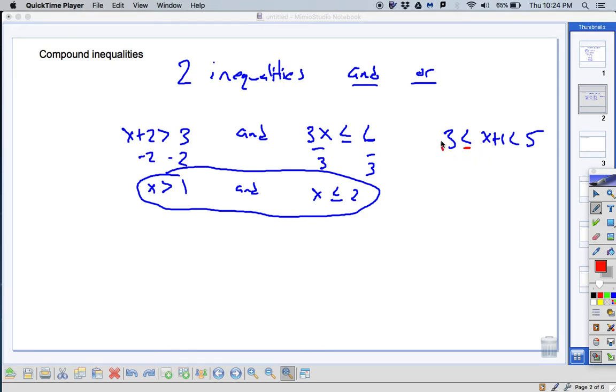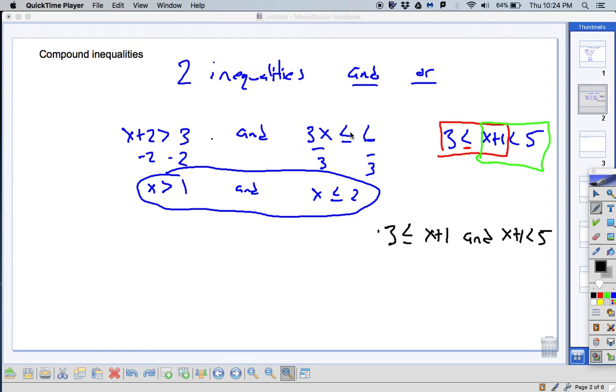Here's your two inequalities. One is right here. It says 3 is less than, we'll keep the equals, 3 is less than or equal to x plus 1. So we're going to write that one out: 3 is less than or equal to x plus 1. And, write the word and. Then the other one is right here: x plus 1 is less than 5. So we're going to write that one out: x plus 1 is less than 5.